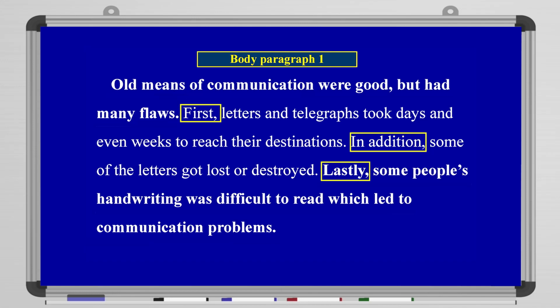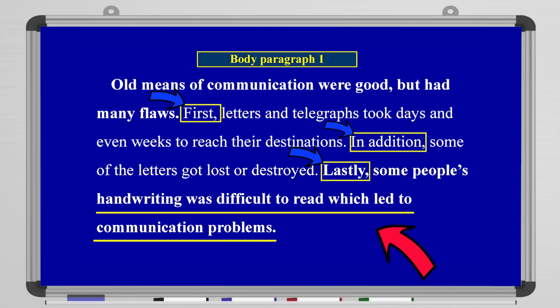In addition, some of the letters got lost or destroyed. Lastly, some people's handwriting was difficult to read, which led to communication problems. You see here the sequence of the supporting ideas and then concluding the paragraph with a concluding sentence. This is how your paragraph 1 should look like.